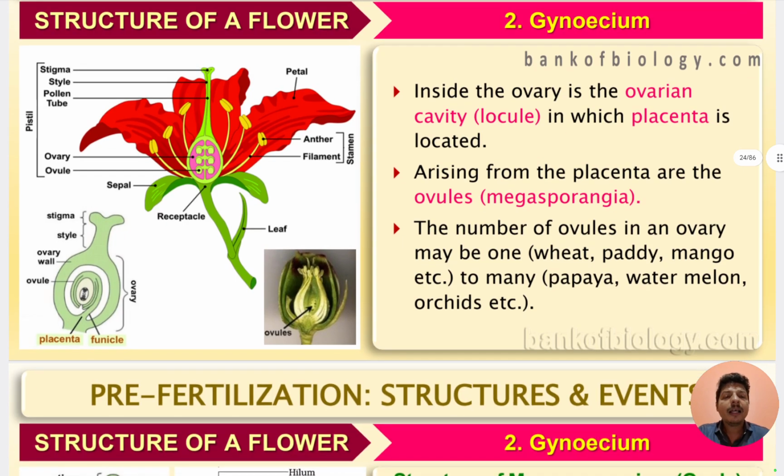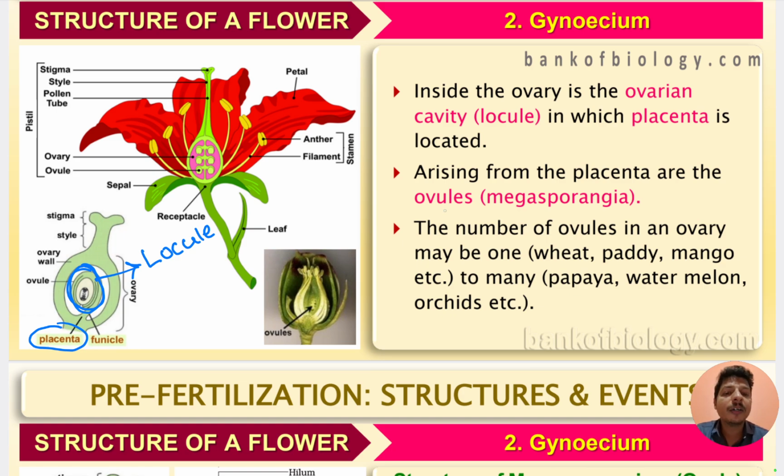Next, inside the ovary, the ovarian cavity or locule is present, in which the placenta is located. Here you can see the placenta labeled, and this portion inside the ovary is called the locule. What is it called? Locule.